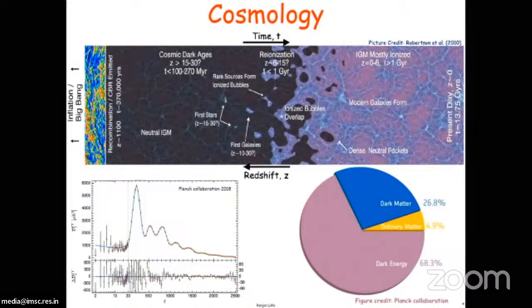This happened at redshift 1100, when the age of the universe was 370,000 years. After that, there was this region of dark ages, and you see here we have lots of question marks. We do not know when the first stars formed. We do not know the answer. When did the first galaxies form? We do not know the answer. How did reionization start? We do not know the answer.